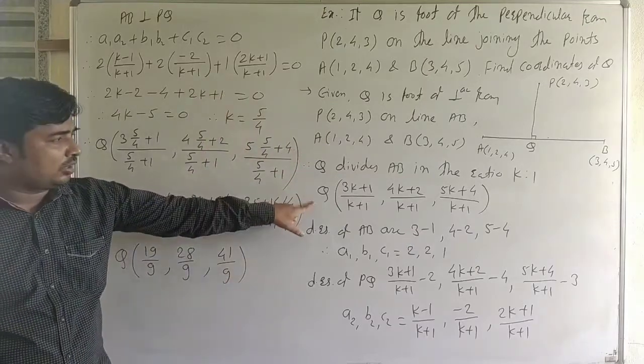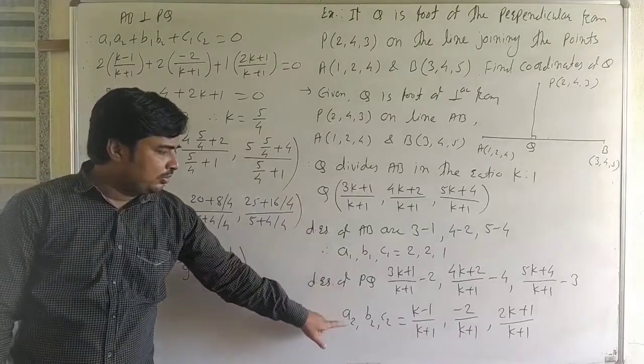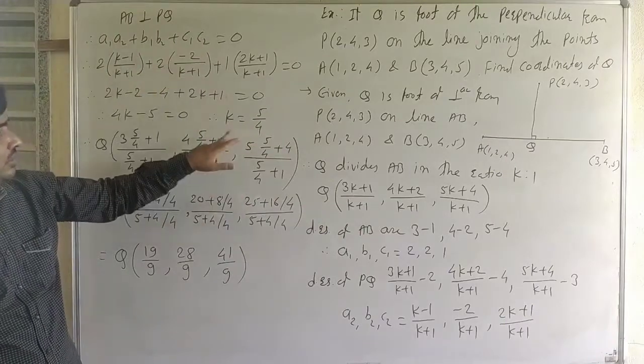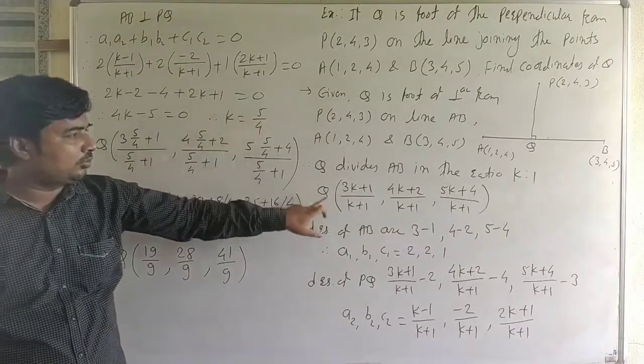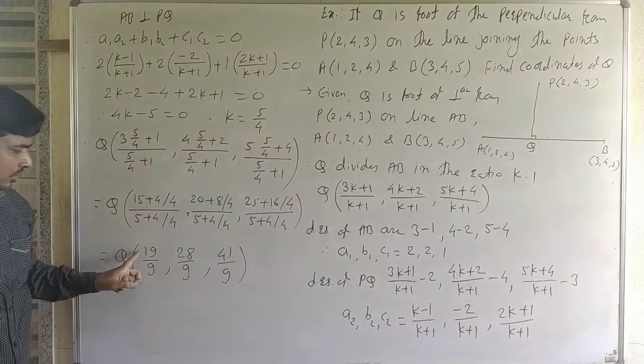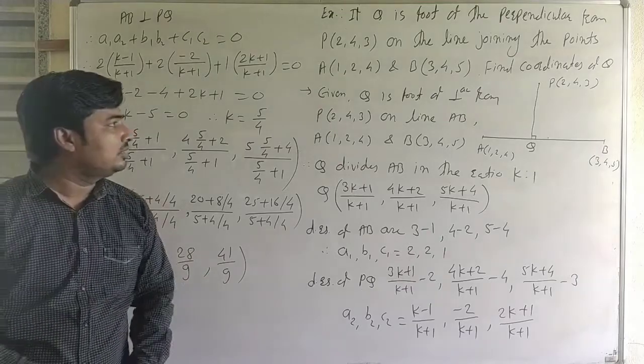Use the section formula here, and after that the direction ratios perpendicular condition, that is a1 a2 plus b1 b2 plus c1 c2 equal to 0. Then do the calculation straight, k is equal to this, and put the value of k in this. And then we get Q as 19 by 9, 28 by 9, and 41 by 9. Okay, see this carefully.